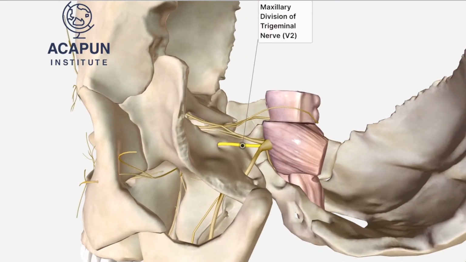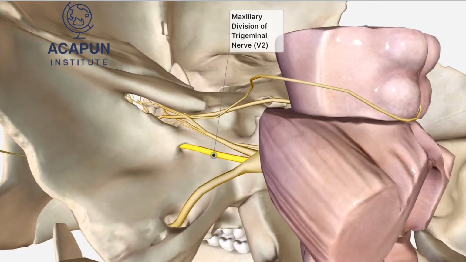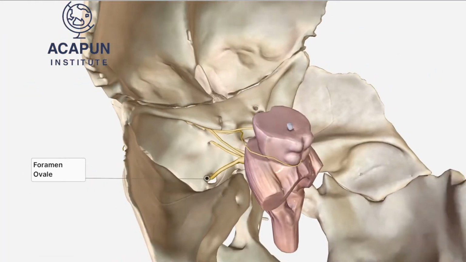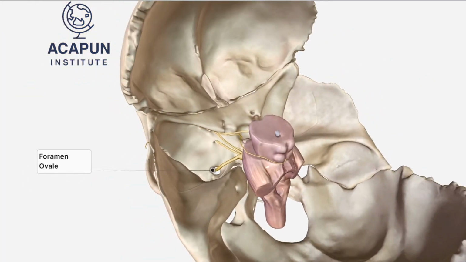Returning to a lateral view, we can see that the maxillary nerve, the second branch of the trigeminal, passes through this opening. Coming posterolateral again, we come to the foramen ovale, which is a large foramen, and as the name suggests, this is an oval-shaped opening.